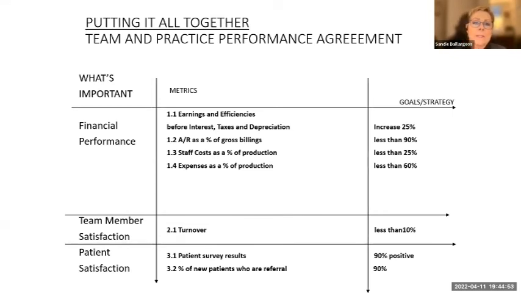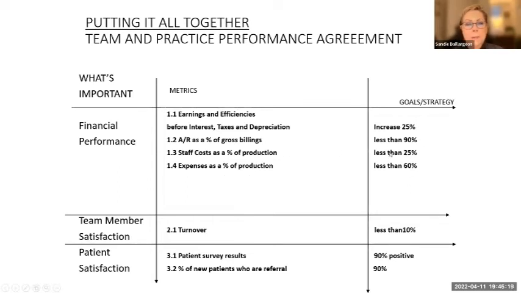So how you put it all together in a performance agreement is, again, stating what's most important to the practice: the financial performance. How is that going to be measured? We're going to measure it through our EBITDA, as well as accounts receivable as a percentage of gross billings, our staff costs as a percentage of production, and expenses as a percentage of production as well. And then what's the goal?